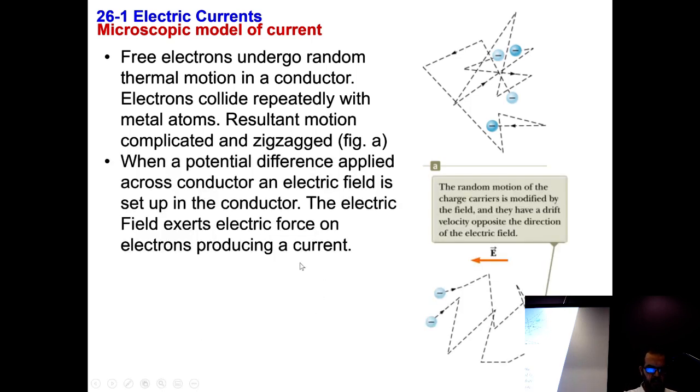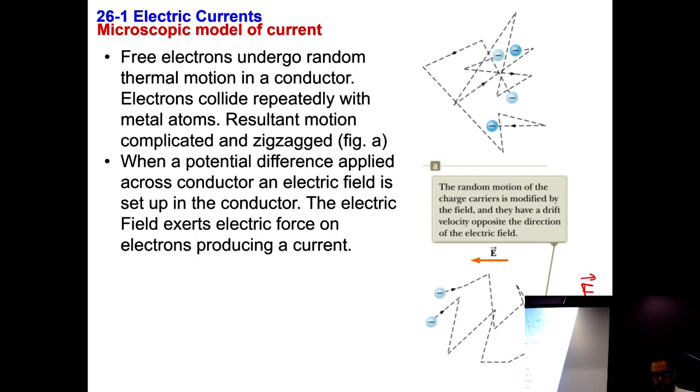When we apply an electric field, we lose the electrostatic equilibrium, and the electric field will exert an electric force on these electrons. These are negatively charged electrons, so they will move in the opposite direction of the electric field. Remember, the force on a negative charge is opposite to the direction of the electric field. So if this is an electron and this is the electric field, the force it will experience is opposite to the direction of the electric field.